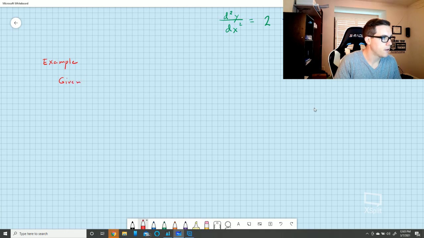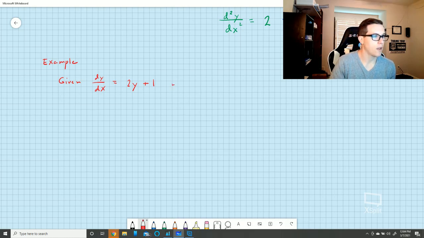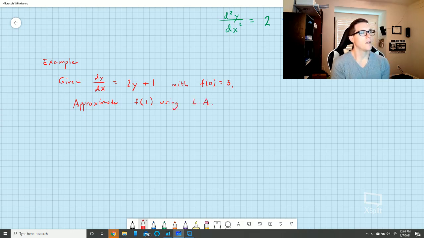Given dy over dx equals 2y plus 1 with f of 0 equals 3. Approximate f of 1 using a linear approximation. What's the big difference here? That's something we have not seen before. The derivative has a y in it. So we're going to have a mix of x's and y's now in our rate function.